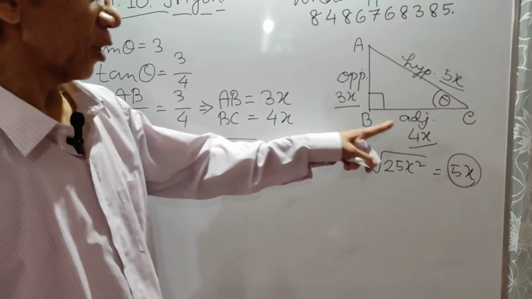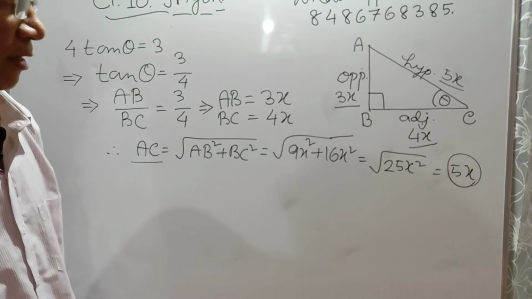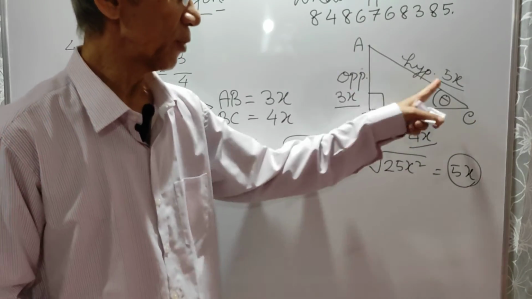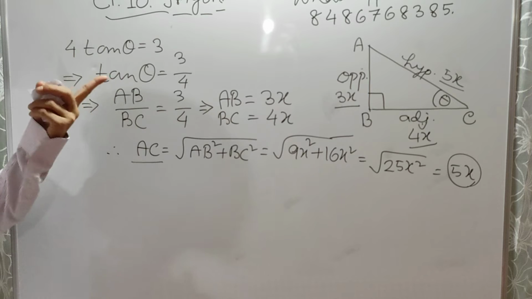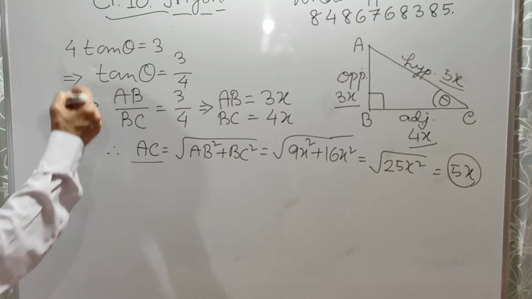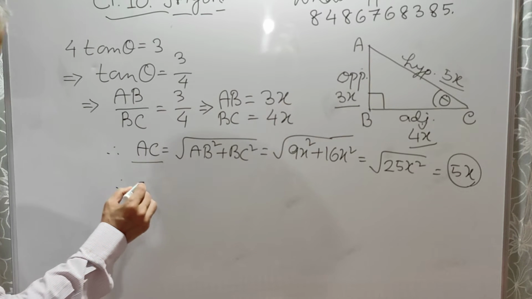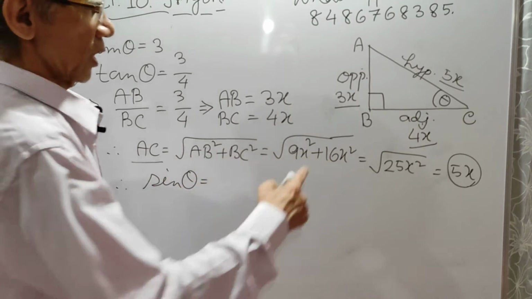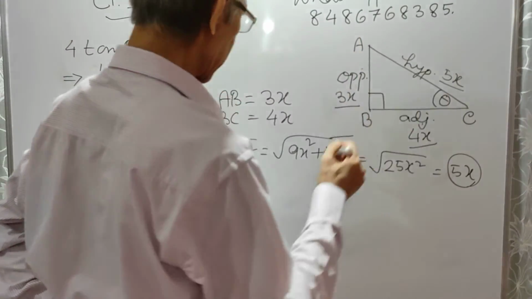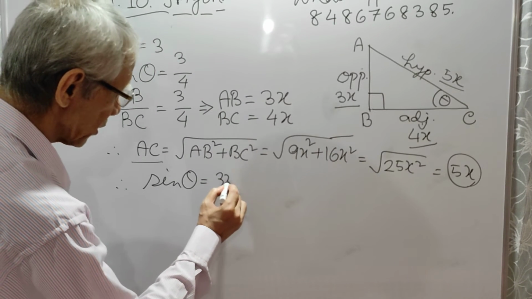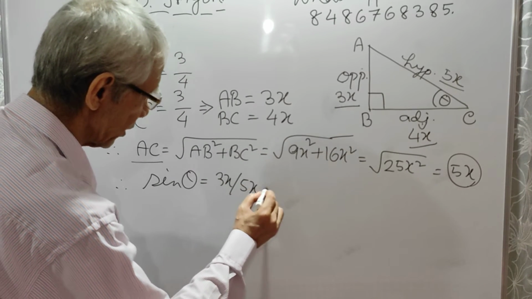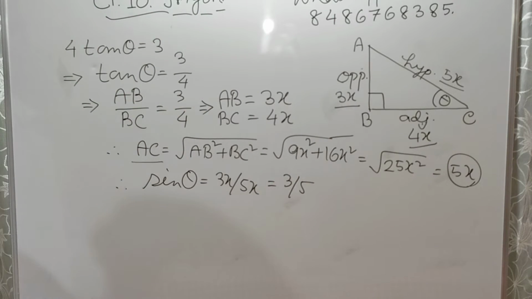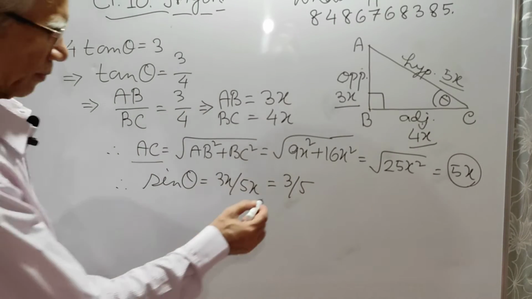So we have found all the three sides of this right angle triangle. 3x perpendicular, adjacent or base is 4x, hypotenuse is 5x. Now you can find the others very easily. Therefore sine theta is opposite by hypotenuse, that means 3x by 5x. That means 3 by 5. So sine theta we have found 3 by 5.